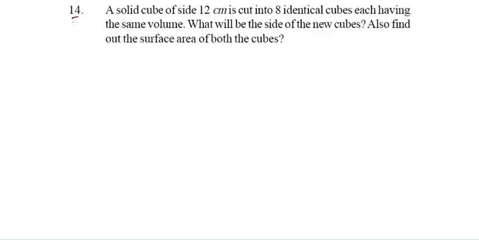Now come to this one. A solid cube of side 12 centimeter is cut into 8 identical cubes, each having the same volume. What will be the side of the new cubes? Also find the outer surface area of both cubes. Solid cube, that side is 12 centimeters, so you can say that is the 12 centimeters. Find the volume.